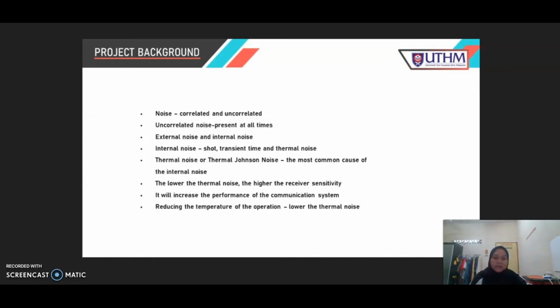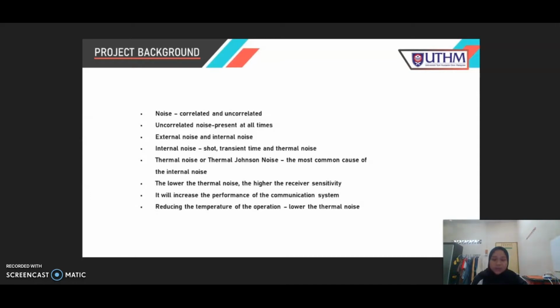There are three types of internal noise, which are shot noise, transit time noise, and thermal noise. This assignment is related to the thermal noise, or thermal Johnson noise, which is the most common cause of the internal noise. In a communication system, the quality of the receiver is majorly affected by the thermal noise. An easy way to describe the relationship between thermal noise and the receiver is that the lower the thermal noise, the higher the receiver sensitivity. When the sensitivity of the receiver is high, it will increase the performance of the communication system.